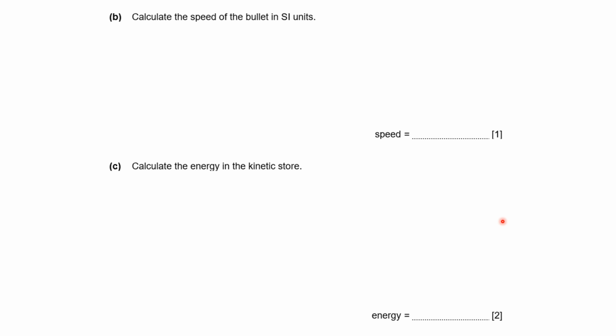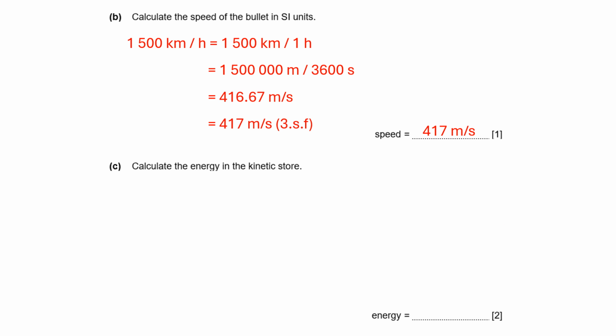Calculate the speed of the bullet. So we started off with 1,500 kilometers per hour. So that's 1,500 kilometers divided by 1 hour. Converting this into SI units, that would be 1.5 million meters and 3,600 seconds, which gives us 417 meters per second in 3SF and SI units.